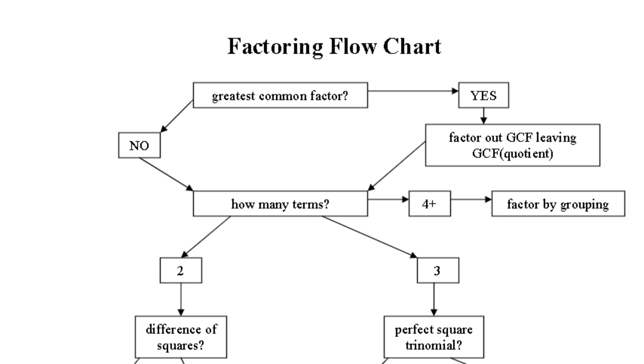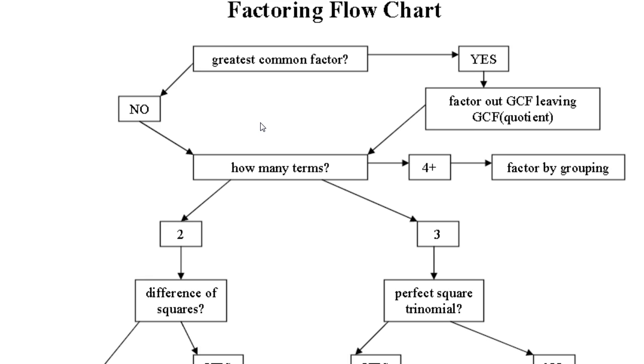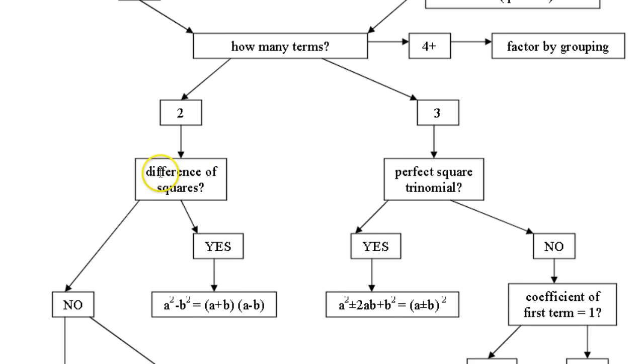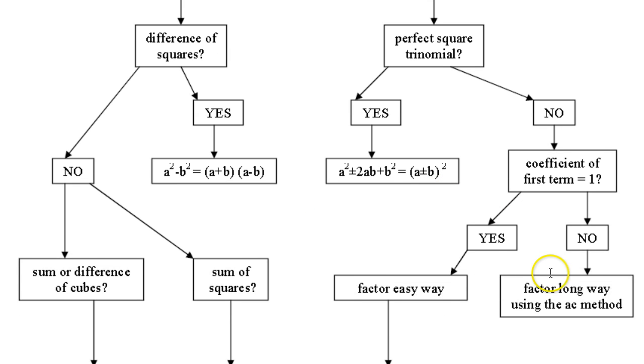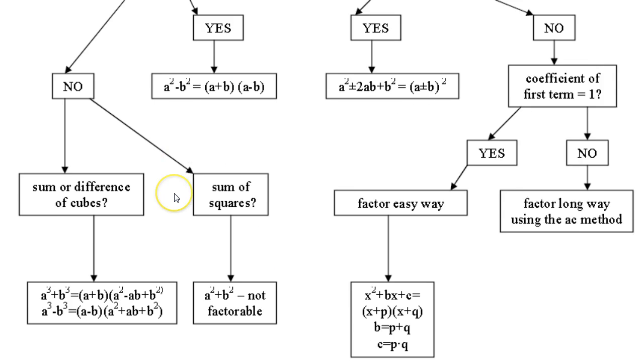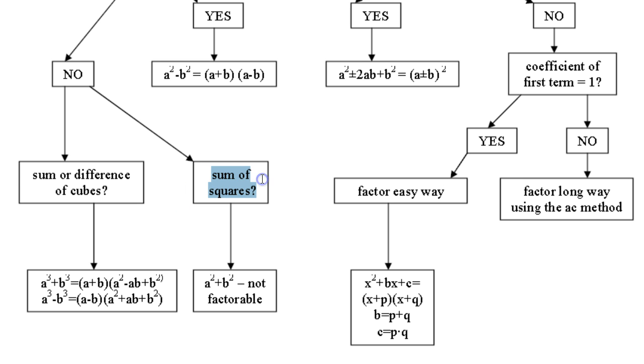Okay, now this is a review of Algebra 1. I'm only going to go into a little bit more difficult stuff. Everyone should already know how to do factor by grouping, difference of perfect squares, perfect square trinomial. They should be able to do factoring the easy way. Well, you can't do a sum of squares, but today we will talk about sum of or difference of cubes, and we will talk about factoring the long way.